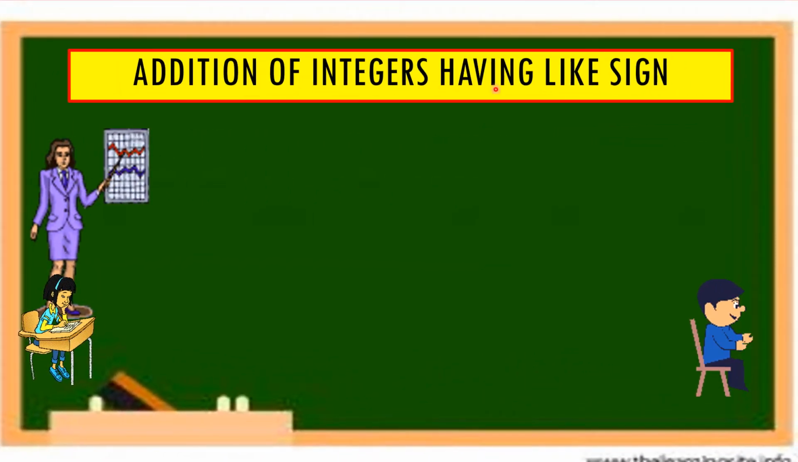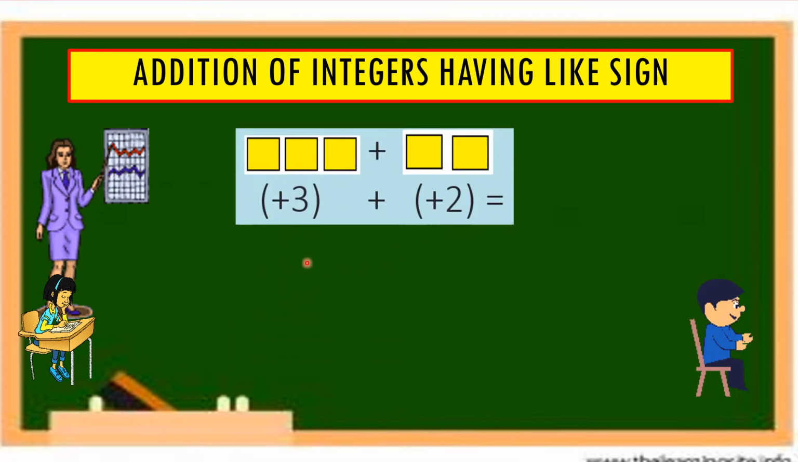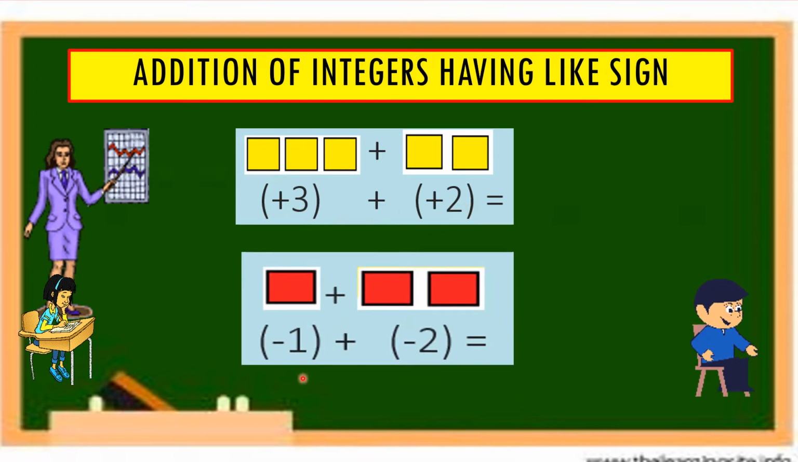So we have addition of integers having like sign. We use color yellow for positive, and we can make use of color red for negative. So we have the given figure. This is represented as positive 3 plus positive 2. And for the next figure, this is the representation for negative 1 plus negative 2.